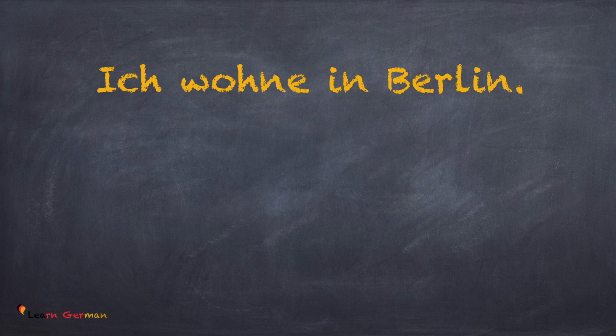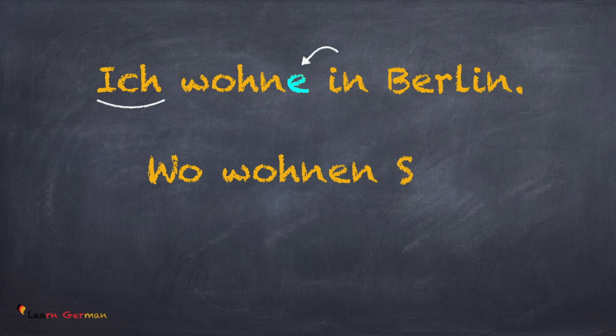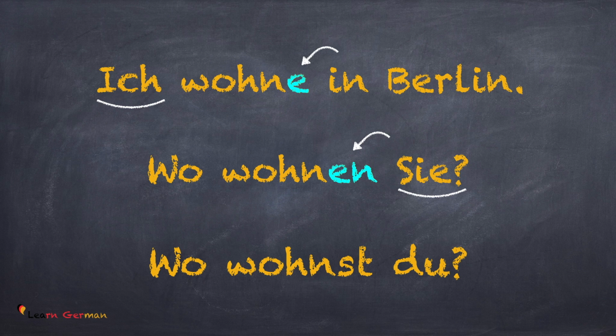Now let's come to the verb conjugation. Ich wohne in Berlin. The subject is ich. And now just concentrate on the verb conjugation, the ending that has been highlighted. In the second sentence, wo wohnen Sie? The subject is sie and the ending of the conjugated verb has been highlighted. Coming to the third sentence, wo wohnst du? The subject is du and the verb conjugation has been highlighted.